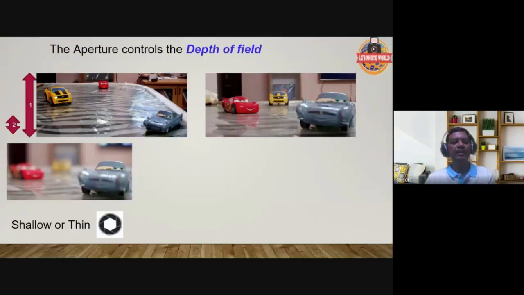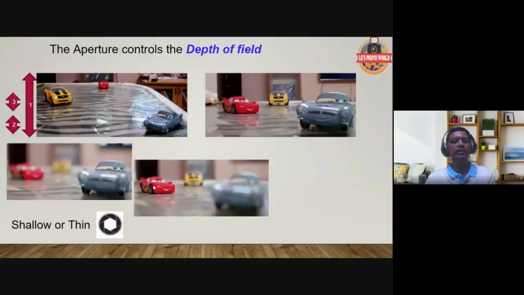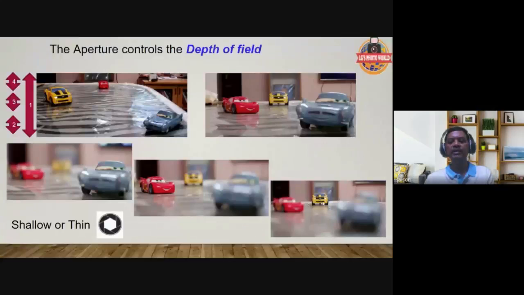But with that same aperture setting, you can just change the focus from one car to the other car. So here, if you see, I've just changed the focus to the middle car. Now only this is in focus. The foreground as well as the background is blurred out. And in the third one, the focus has shifted to the last car. Now you can see both these cars in front are blurred out.